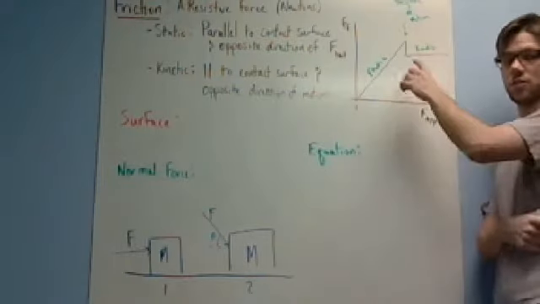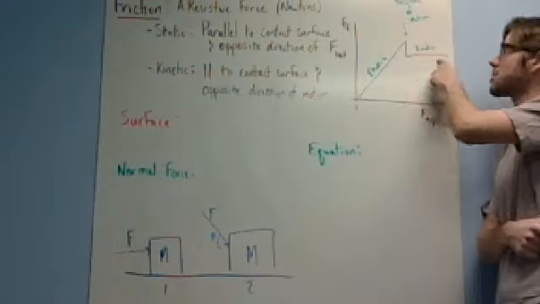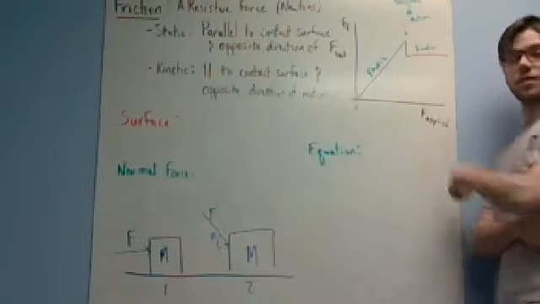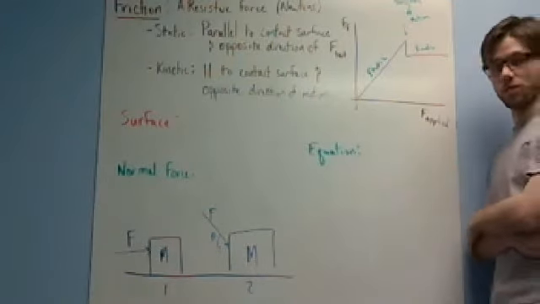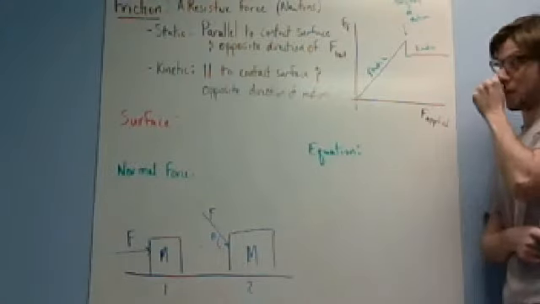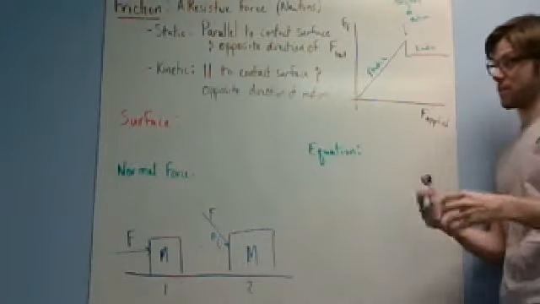This also suggests why it's easier to keep objects moving than it is to get them started moving, because of that difference in the two types of frictional forces. Let's talk a little bit more specifically now about the equation that guides how this frictional force works.